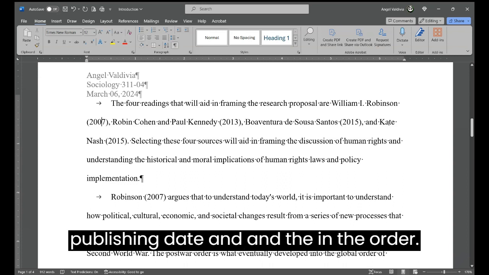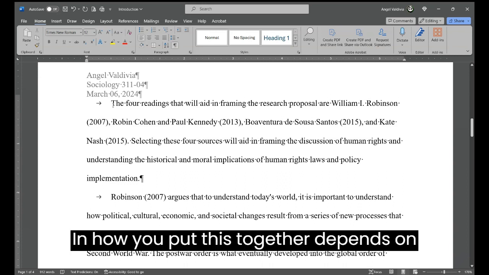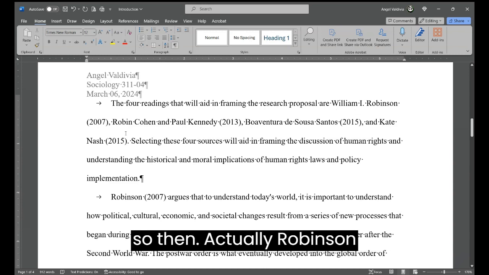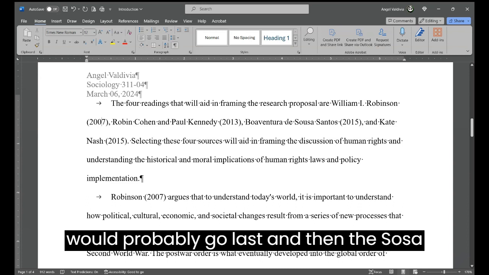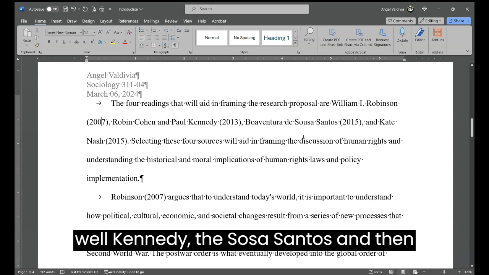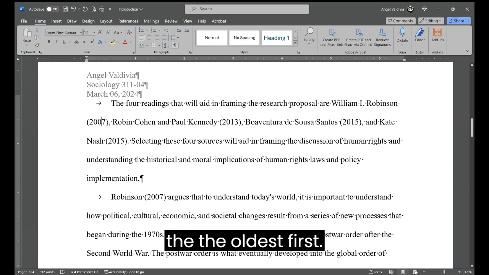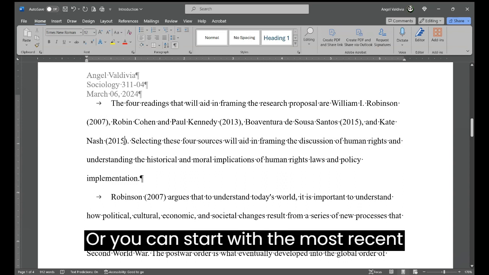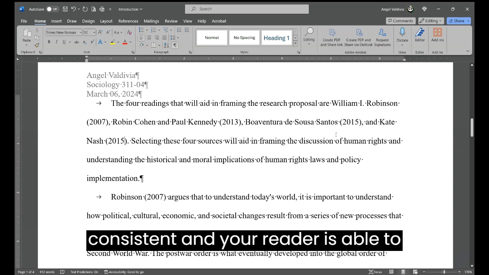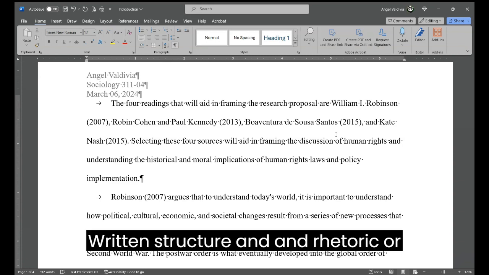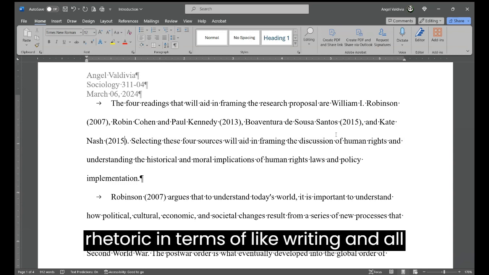Because you always want to include the publishing date, and the order in how you put this together depends on you. You could either do it in alphabetical order, by last name. So then, actually, Robinson would probably go last, and then de Sousa Santos would go first, and then Kennedy, and then Nash, and then Robinson. Or you could do it by year. You could start with the oldest first, or you can start with the most recent first. But as long as you're consistent and your reader is able to tell how you are ordering your sources, that's important. And that just lends itself to the idea of being able to utilize written structure and rhetoric in terms of writing to make sense.